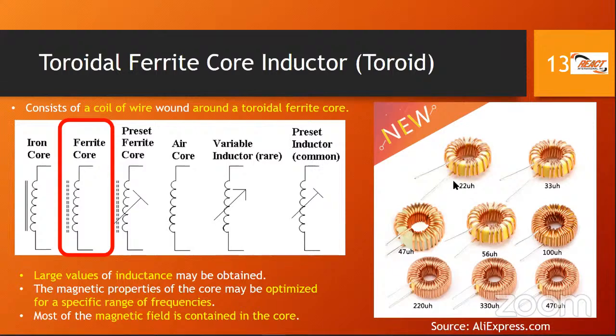So look at how it's constructed. A coil of wire around a toroidal ferrite core. And ferrite, as we'll come to very shortly in the next slide, is really the material that this thing is made from, right? That you're wrapping the wire around. So we'll come to a slide shortly that shows you what ferrite is and what it looks like on its own. But this is what a toroid or a toroidal ferrite core inductor looks like.